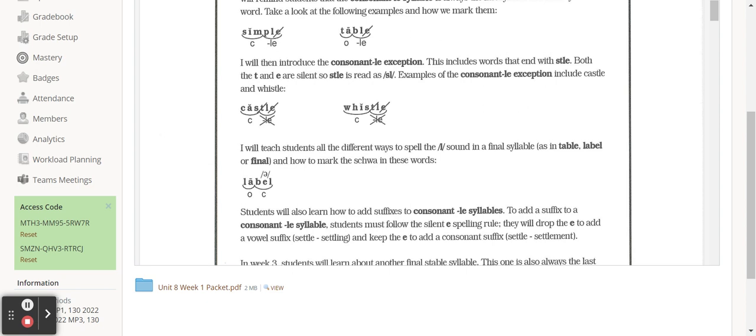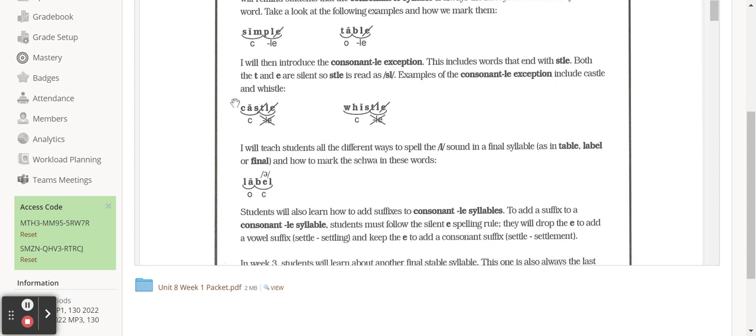I will then introduce the consonant LE exception. This includes words that end with STLE. Both the T and E are silent, so STLE is read as sul. Examples of the consonant LE exception include words like castle and whistle.